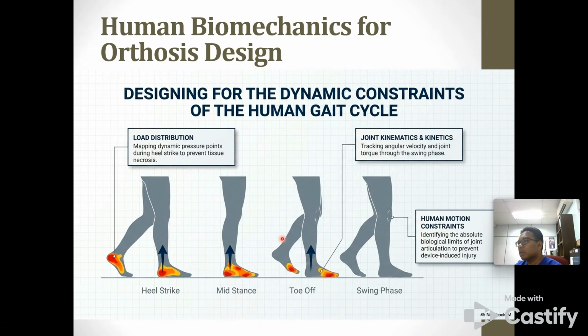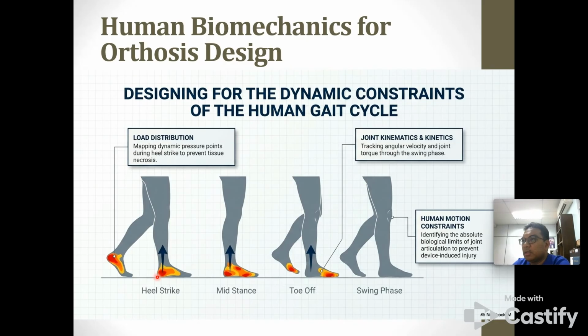And also the swing. The swing phase means that when you want to walk, there is a kind of swing. So this is the motion of the gait that you can measure. And if there is a possibility to have an orthosis designed to support this, you can design it. So what we can do is study the load distribution, mapping the dynamic pressure points during the heel strike to prevent tissue necrosis.